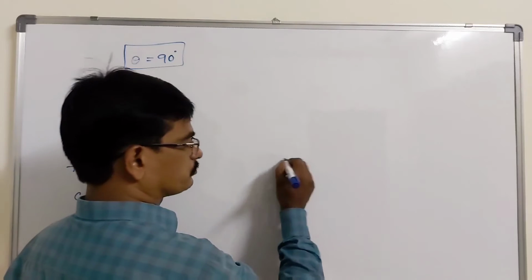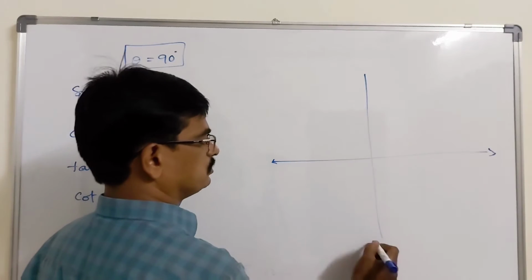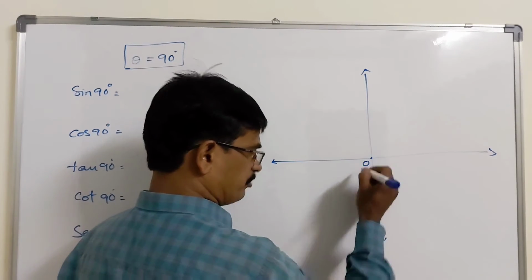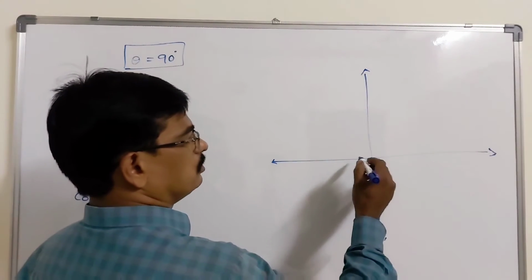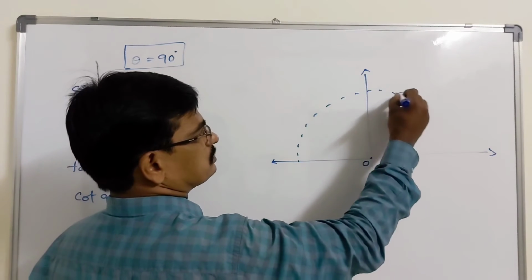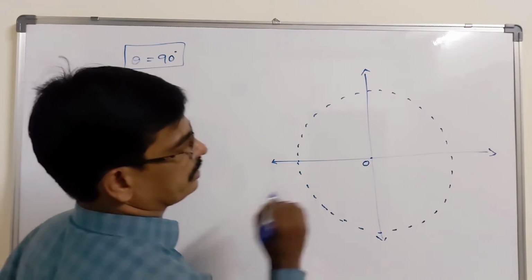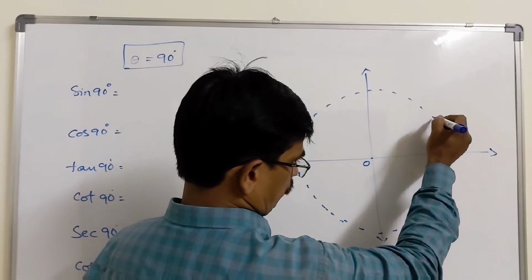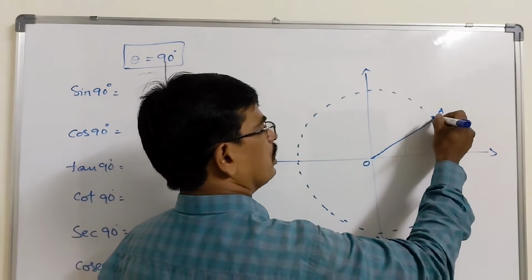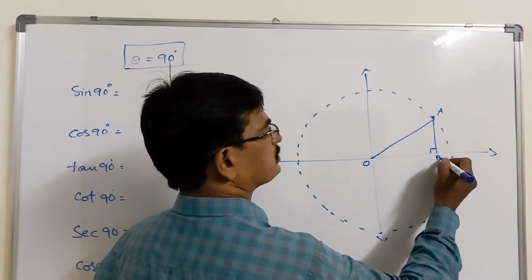Okay, for this, in the Cartesian plane, draw the x-axis and y-axis. Now these two meet at a point O. Now with O as the center and some convenient radius, draw a circle. Now mark a point A here, join OA and draw AB which is perpendicular to the x-axis.